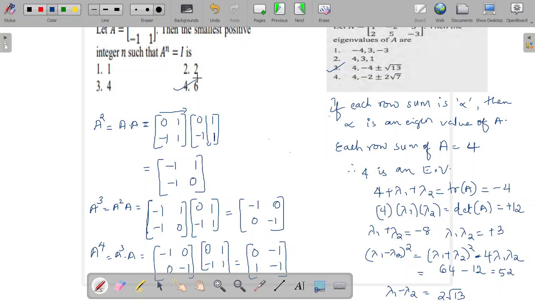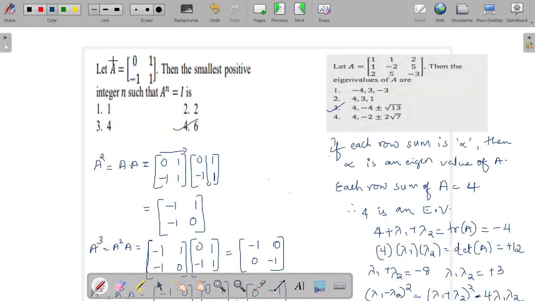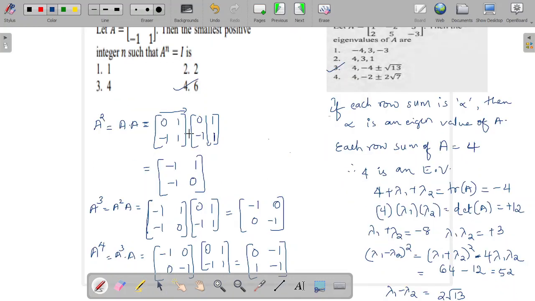The last option remaining is 6. That must be the answer, because 1 is not possible. A itself is the given matrix. That is not an identity matrix. So no need to check whether A power 6 equal to identity by doing all these calculations. The only remaining option is the fourth option, that is 6. So hence it should be the answer.